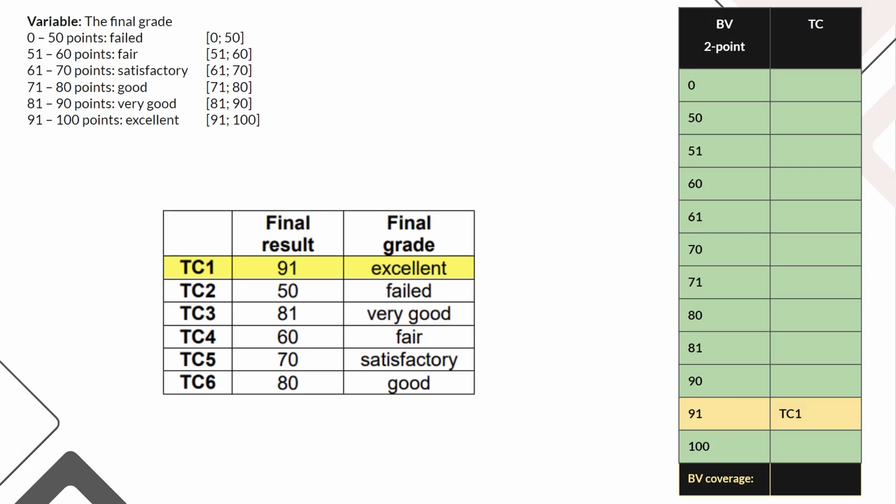The first test case covers the 9th boundary value. The second test case covers the second, and so on. In total, we have 6 test cases and 12 boundary values. The test cases are unique and valid, so only 6 boundary values are covered.